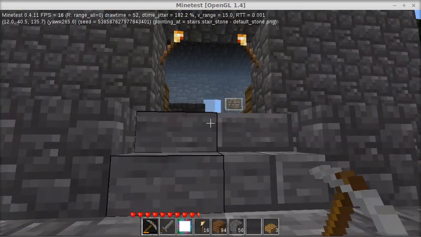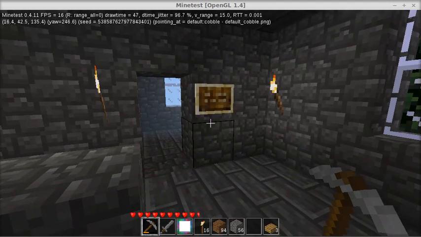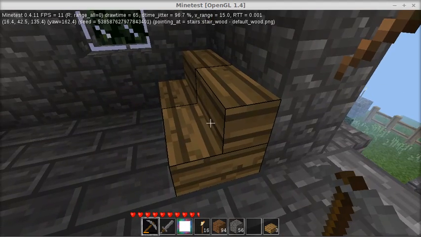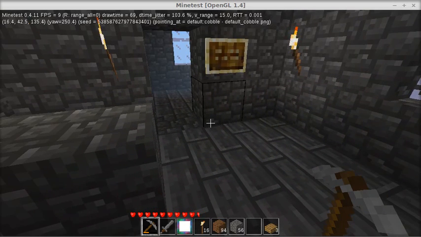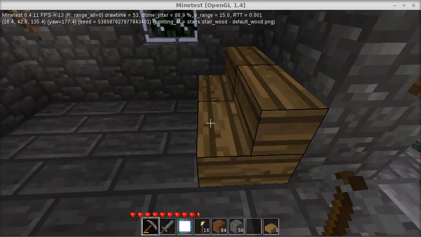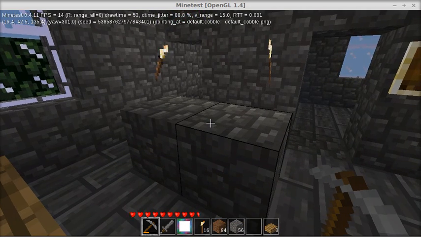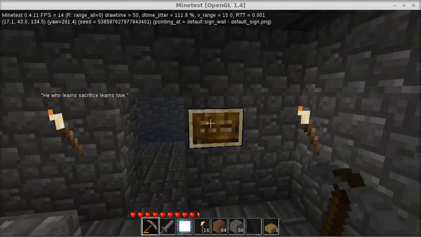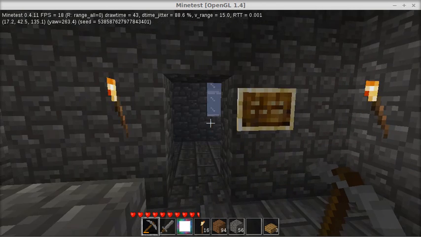So as we come up here to enter the temple, Yao comes in and he sees murals on the walls. I don't have the artwork mod installed, so I can't do that, but I did include the bench that he comes in and sits on, and the altar that he gives his offerings on. And then over on the right here, there's an inscription on the wall that reads, "He who learns sacrifice learns love." And so I was able to do that with a sign here.